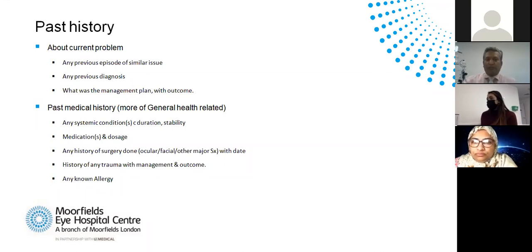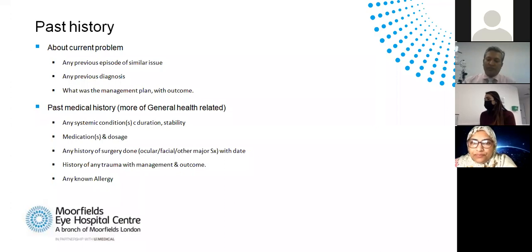The other part is the past medical history, which is more of a general health condition. Like if there is any systemic disease like diabetes, hypertension, or thyroid diseases, their duration, like since when they have had them, because with certain diseases, the longer they are, the more profound the effect. And stability: say someone has diabetes, but it is pretty stable, then it is very unlikely to cause any major impact.